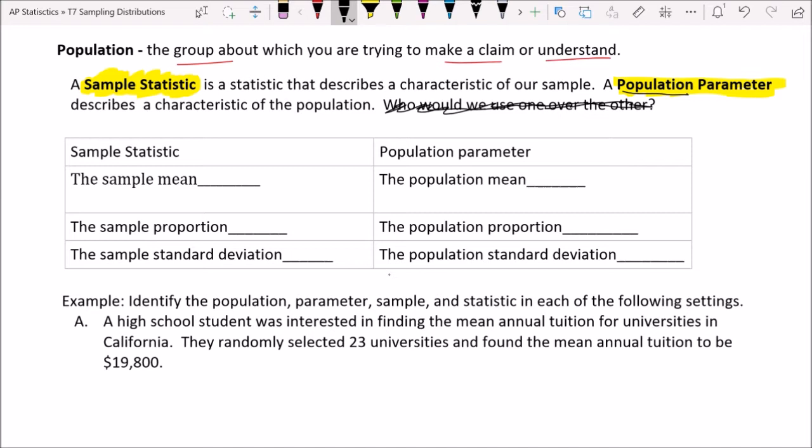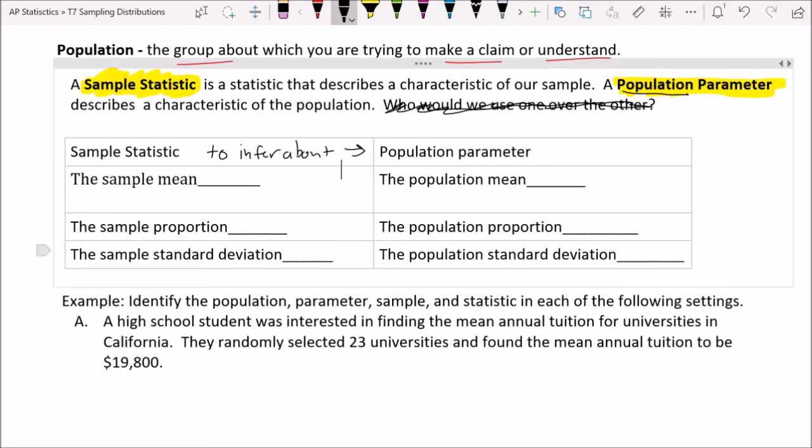What we do is we actually find sample statistics. Sample statistics are to predict or to make a claim, so I'm going to say to infer about the population parameter. This is the name of the game in statistics: we can get statistics, and from those statistics we try to make a claim or try to have understanding about the parameter.